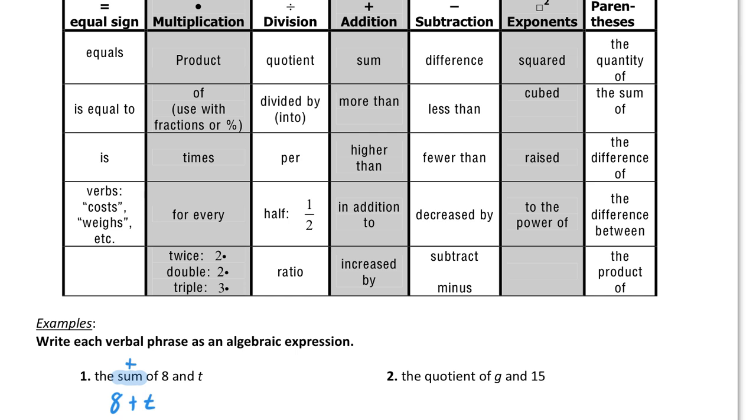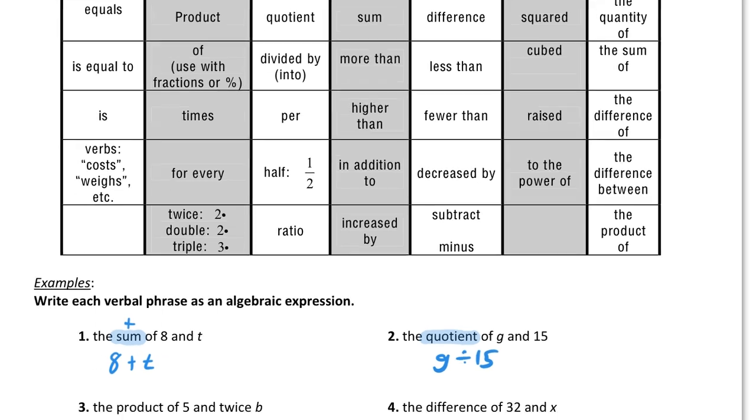We have the quotient of g and 15. You're going to circle quotient, and if you're not sure what it is, you're going to look for it up here in the table, and notice that it's in the division column right there. So that means we're going to do g divided by 15. And then we're going to move on to the next one.